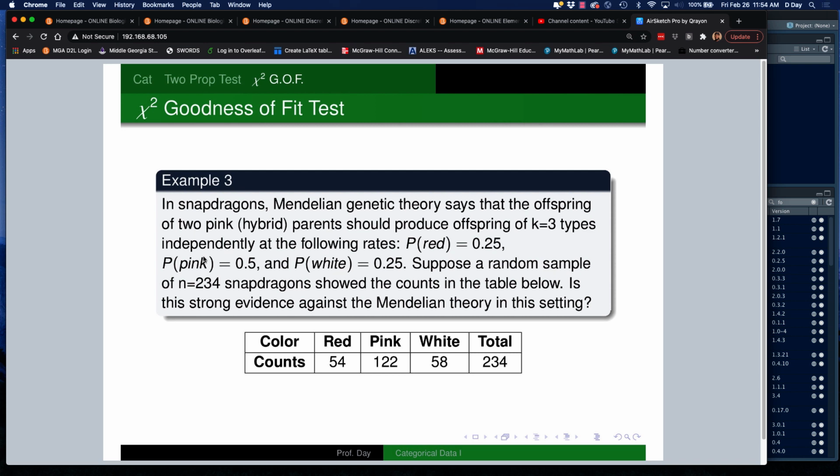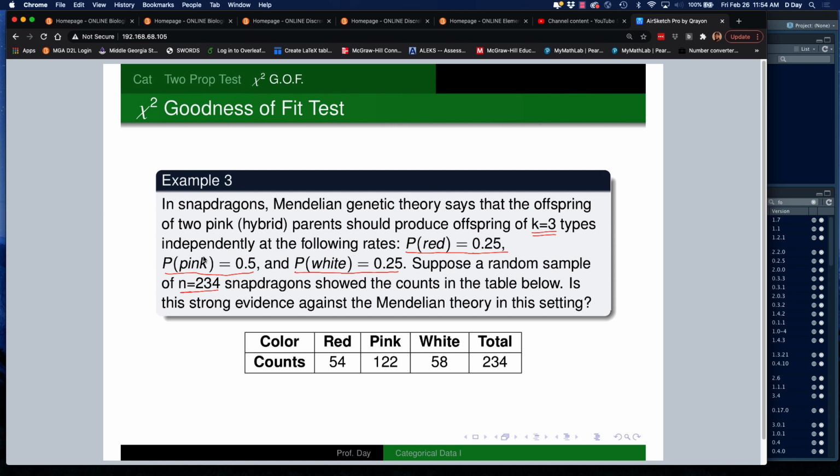Okay, so in snapdragons, the Mendelian genetic theory states that the offspring of two pink hybrid parents should produce offspring of k equals 3 different types. So I'm letting you know what k is in this case. Independently, at the following rates: the probability that the offspring produced is red is 0.25. So there's one of the theoretical probabilities I'm talking about. The probability of getting a pink one is 0.5, and the probability of getting a white flower, or snapdragon in this case, is 0.25.